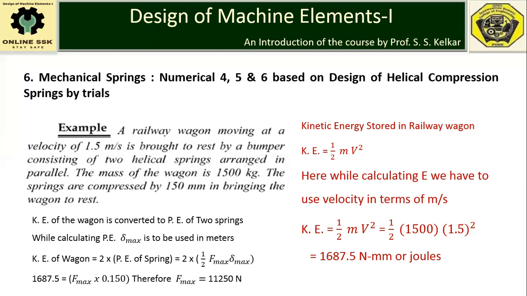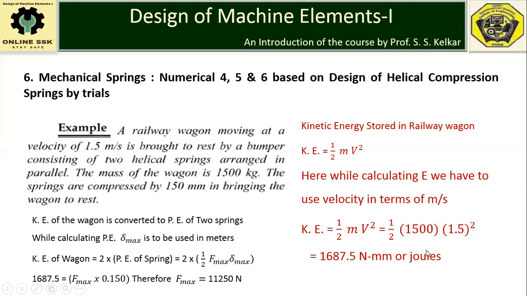Here we are equating the energies. Here energy balance is made. For such kinds of numericals, we always need to use linear dimensions in terms of meters. So velocity is to be used in meters per second, and delta max, that is the deflection, is also to be used in meters. Deflection will be 0.15 meter. 150 millimeters means 0.15 meter.